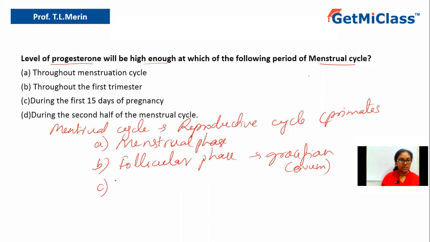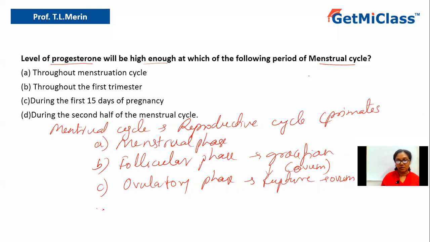The third phase is called the ovulatory phase. As the name indicates, ovulatory means it is release of the ovum. So ovulation occurs, release of this ovum which is there within the Graafian follicle. The Graafian follicle will rupture and it will release the ovum. That's why it's called the ovulatory phase.